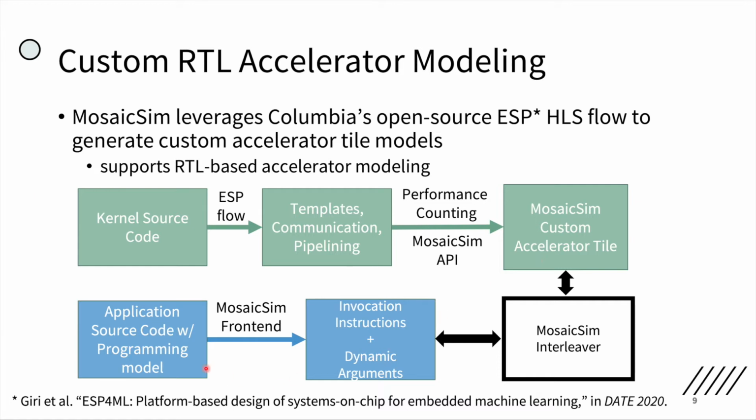From the application side, the source code can be augmented with accelerator invocation API calls and pragmas based on the user's programming models. It is then passed through MosaicSim's LLVM front end, which inserts special instructions and generates dynamic arguments for accelerator invocations. During simulation, when the accelerator invocation instructions are encountered, the dimensions are extracted from the trace file, which is then sent to the custom accelerator tile for performance modeling.